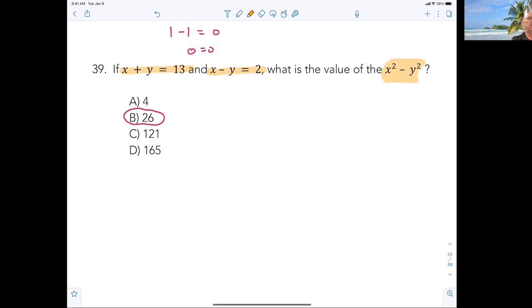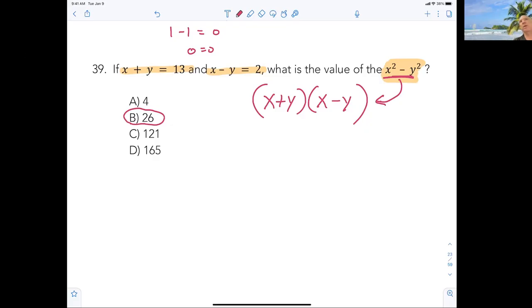When somebody said to me x squared minus y squared, I don't even think x squared minus y squared. I think that's x plus y times x minus y. Isn't that annoying? I'm saying one more time: x squared minus y squared can factor into that. I'm pretty sure everybody in here knows that.